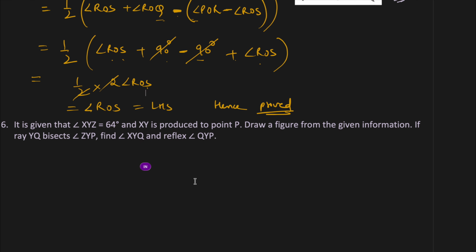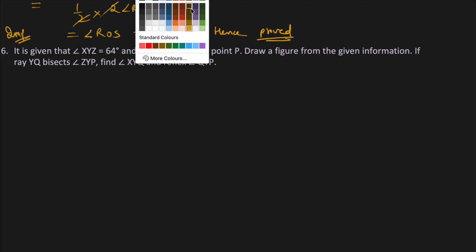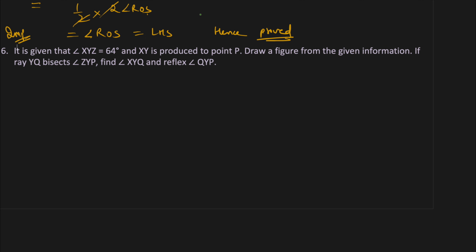Now the last question of the exercise, a very important question. No figure is given in this. You have to draw the figure. So drawing figures in geometry chapters is very important. When the figure is given, try to read the question properly and understand how it is being made. And when it is not given, then also read the question carefully and try to think what they are asking. Okay, it is given that angle XYZ is 64.